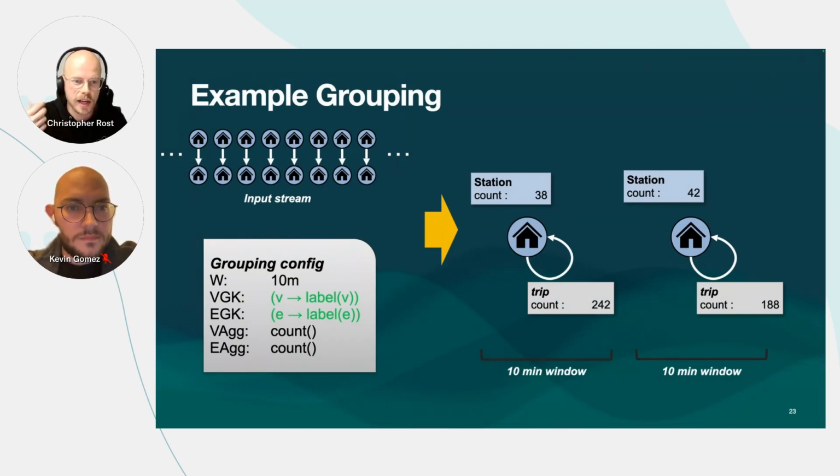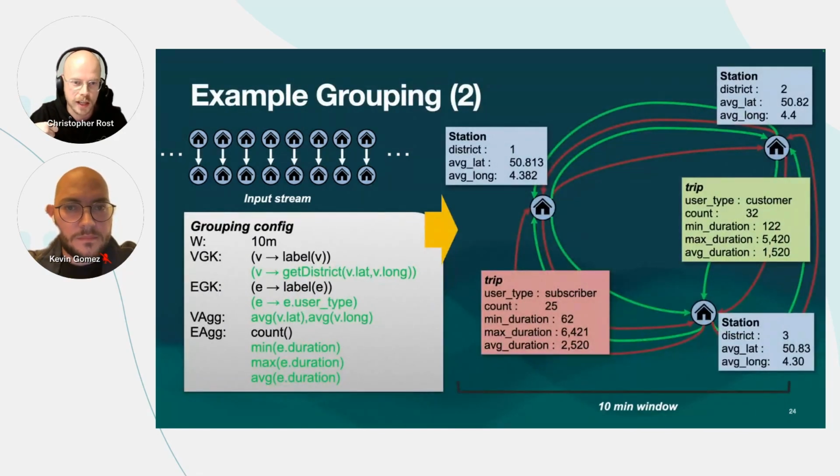So we can also define a more complex grouping configuration, like this one. Here, we want to group the vertices on the district. It's a user-defined function that uses latitude and longitude to map it to a district ID of the city. The edges, we want to not just group on the edge label, but also on the user type property of the edge. And for the vertices, we want to calculate the average latitude and average longitude for visualization purposes, for example. And for the edges, we also want to aggregate the minimum, maximum, and average duration of the bike rentals.